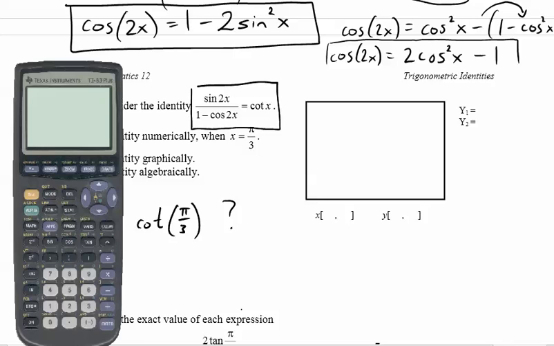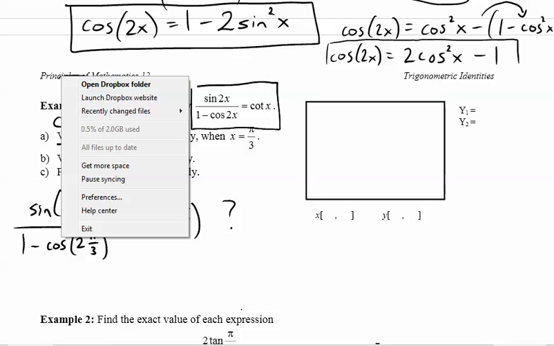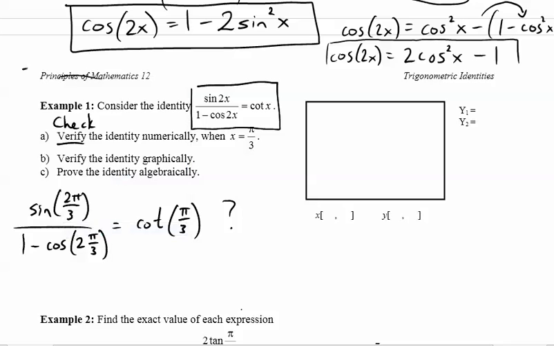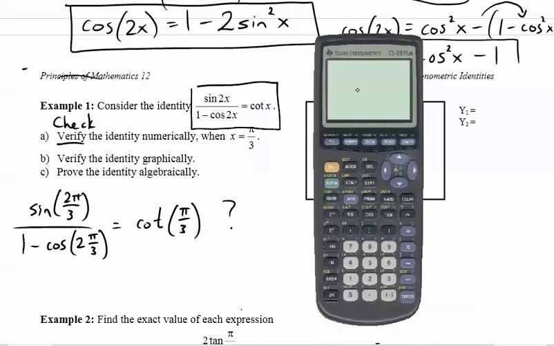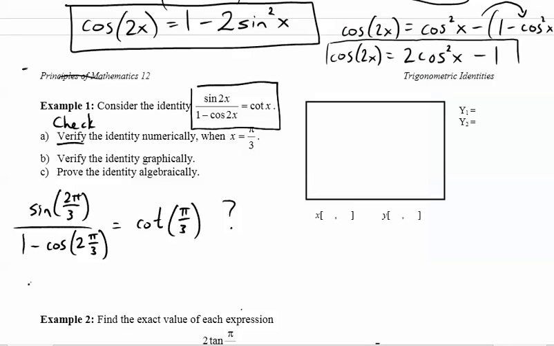Now let's just use the calculator on this one. You can do this one in your head because they're all nice, perfect numbers, special angles. Well, let's do this one on the calculator. Sine of 2 pi over 3, and put brackets around the denominator, 1 minus cosine 2 pi over 3, is 0.577.